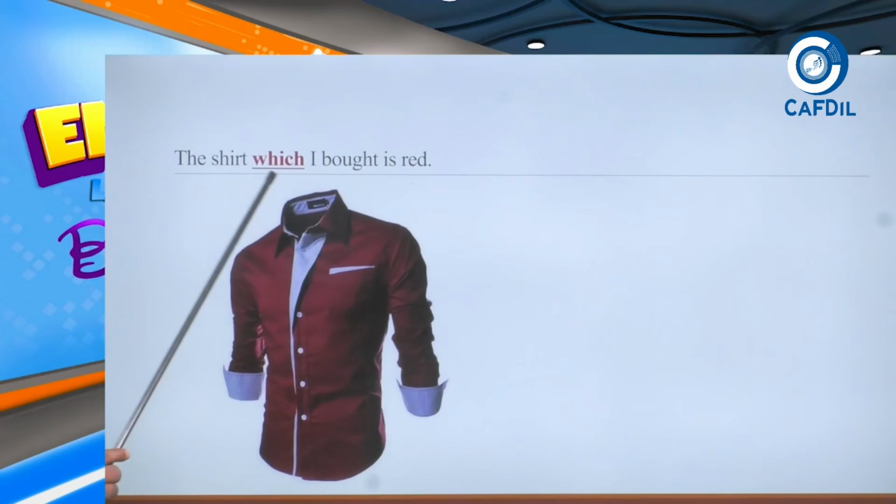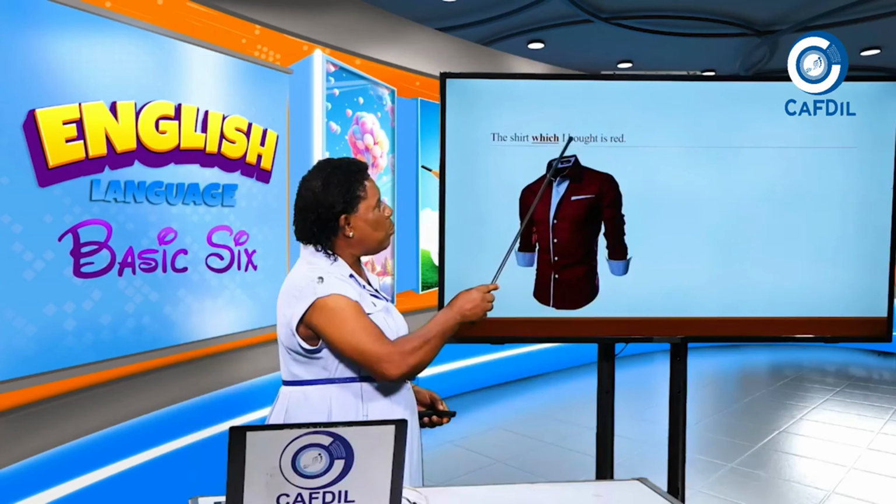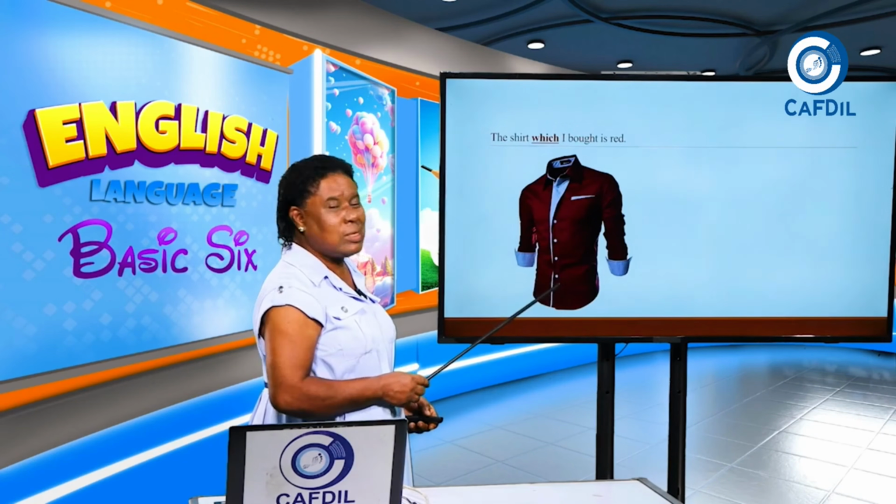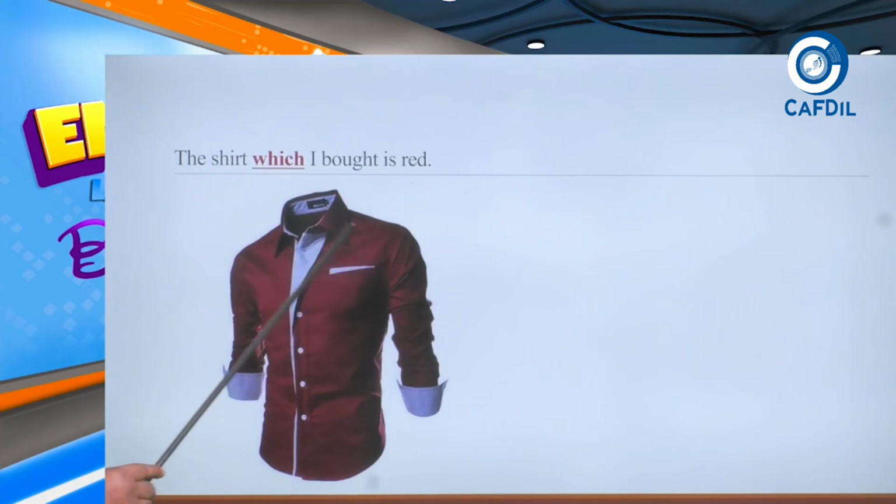The shirt which I bought is red. Let's take it again. The shirt which I bought is red. Now this is a shirt. What is the color? We can see all over the color of the shirt is red. Good.